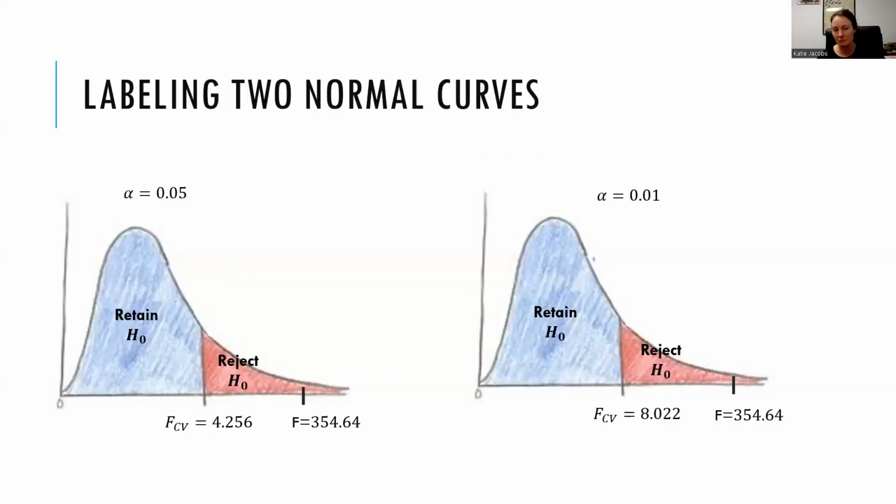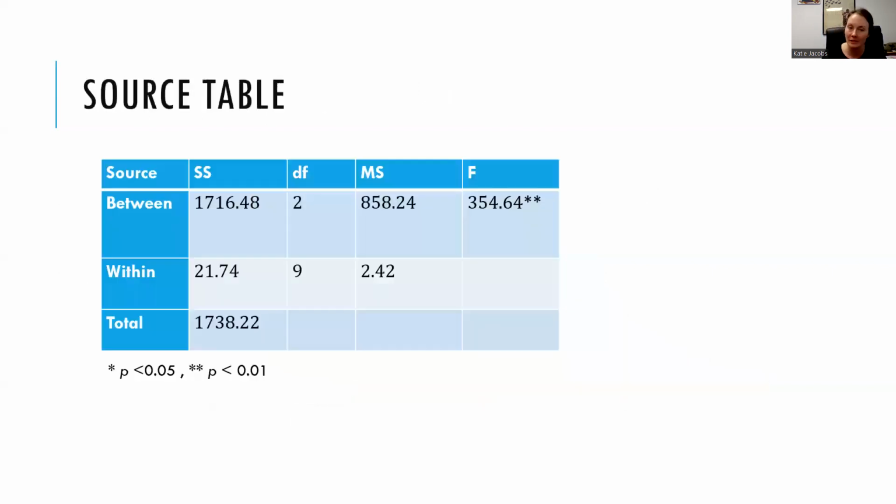Now, if we looked at this and pretend that we retain the null hypothesis at the 0.01 level, but it was significant at the 0.05, we would have just had one asterisk by our F statistic. Now, if we don't have significant results, there would be no asterisks at all.